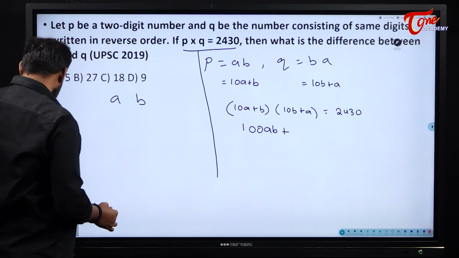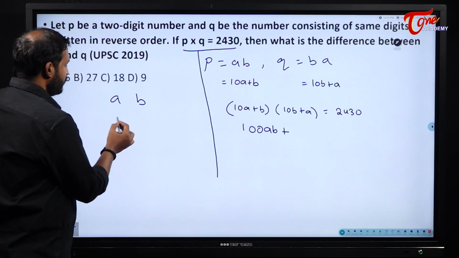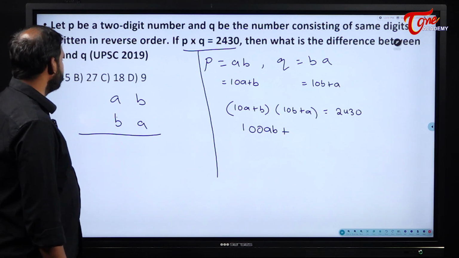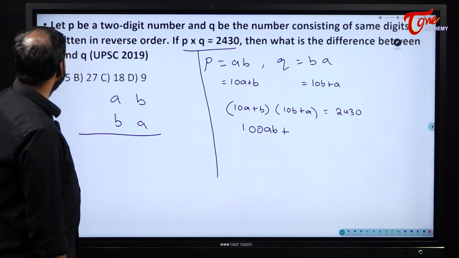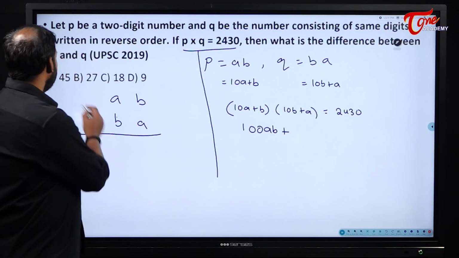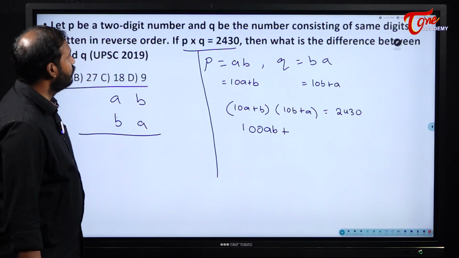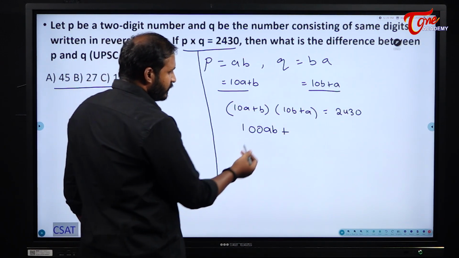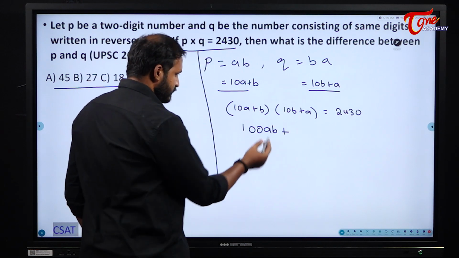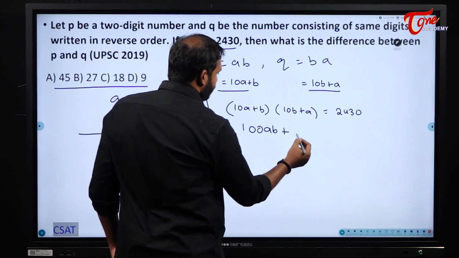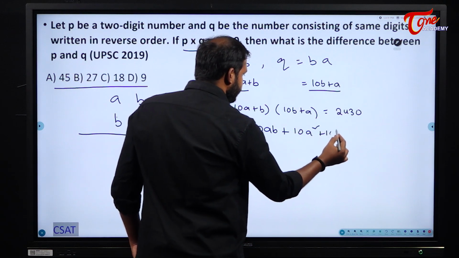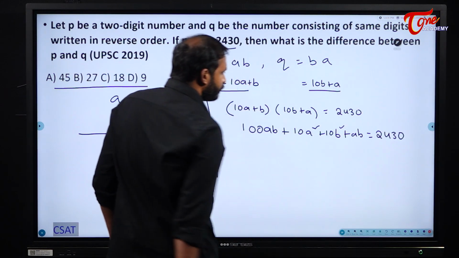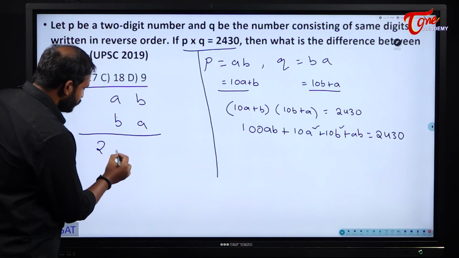We will multiply AB with BA. We will check in another manner, in the reverse order. They are asking us the difference between P and Q. Now we will solve it later. Why? Because if I take them in this manner, I am not going to get it. Because it will become 100AB plus 10A square plus 10B square plus AB, that will become 2430. So when I multiply those two things, what should I get here?